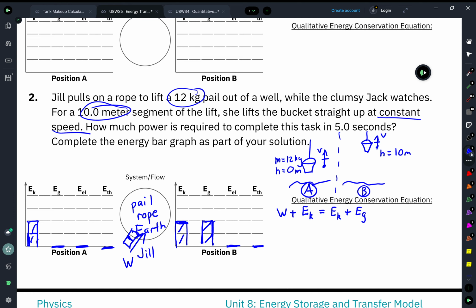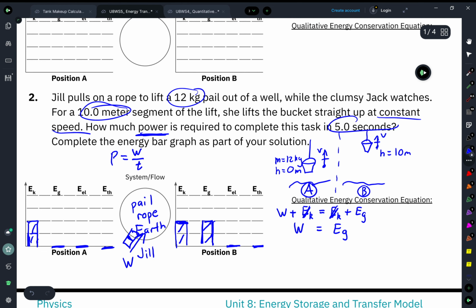One thing that I can also say is because I have the same amount of energy associated with motion, I can actually probably cancel these out. So really my equation can just be working is equal to my amount of gravitational energy that I've gained by the end of this problem. So when we're trying to quantify how much power is required, we need to look at our change in energy, or the amount of work that was done on the system over the time.